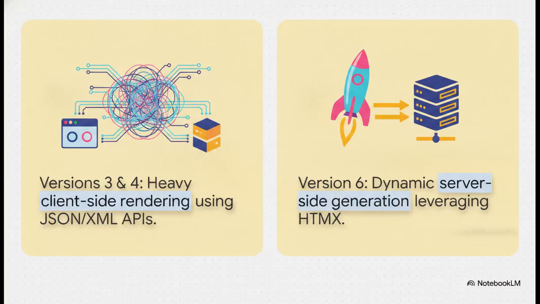And this brilliantly illustrates the major architectural shift that took place. Back in versions 3 and 4, if you were building a web app, you were relying really heavily on client-side rendering, right? You were writing lots of custom JavaScript and jQuery just to parse JSON APIs on the browser, but version 6 totally flips the script. It moves away from heavy client-side scripting and instead leverages server-side HTML generation. It uses HTMX to dynamically swap HTML fragments right over the wire. It's cleaner, it's way faster, and it keeps the developer strictly inside their B4J comfort zone.